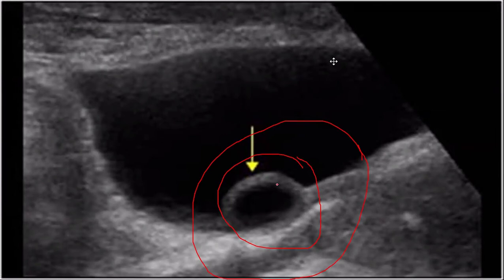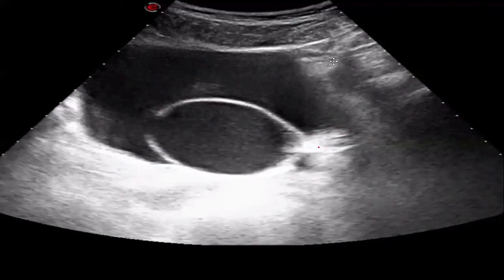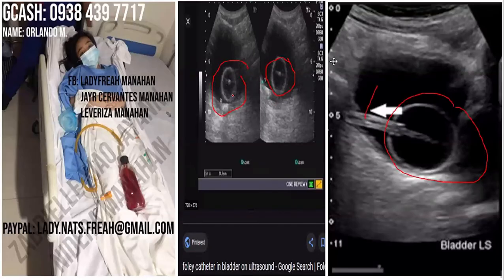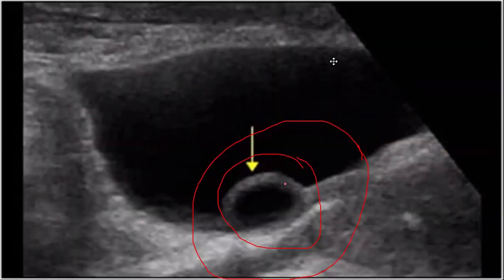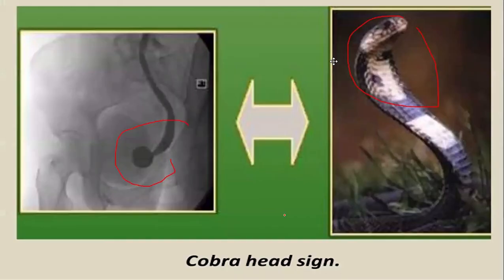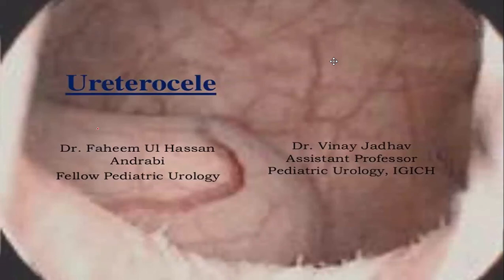So you can develop recurrent UTI on that. Don't forget about that, Dr. Carlo. So this is a catheter, but this one is a ureterocele. You ask for the history, and you ask the patient, do you have a catheter? But if there's no catheter, and you see that one, that is a ureterocele. This is the urinary bladder, the urinary bladder wall, the mucosa.